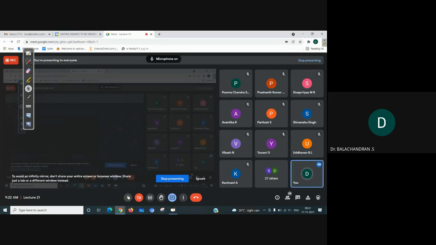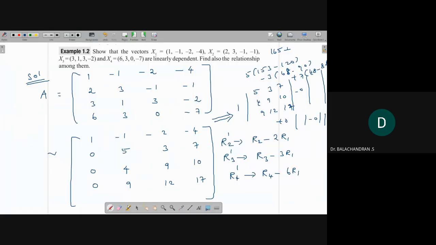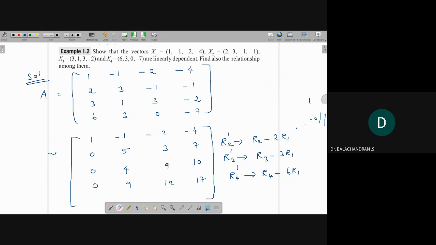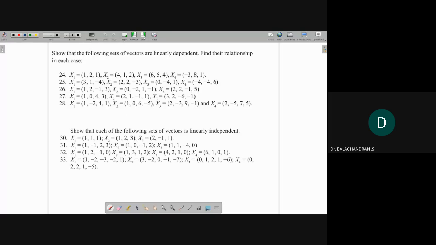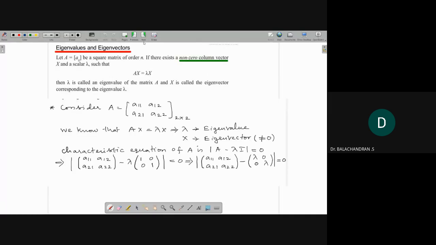Okay. So if you got 0, then it is good. So there is one more method. Okay. So next, yeah, this is a practice problem. I told you already. You can try later. And then next topic is a very important topic: eigenvalues and eigenvectors.